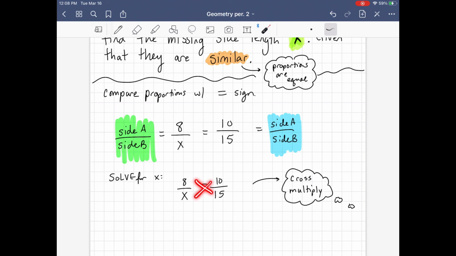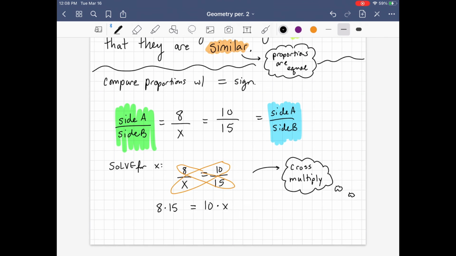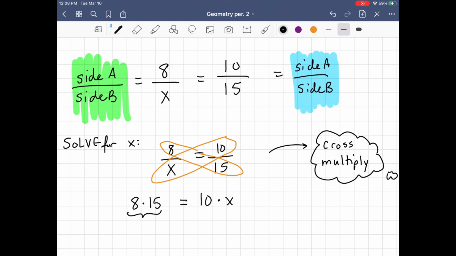And the way we cross multiply is we are going to multiply and connect them across the equal sign. So the 8 goes with the 15, the 10 goes with the x, and we connect them through multiplication. So 8 times 15 equals 10 times x. And I'm just going to clean this up a little bit. So 8 times 15, that's 120. And then 10 times x, well, that's just 10x.